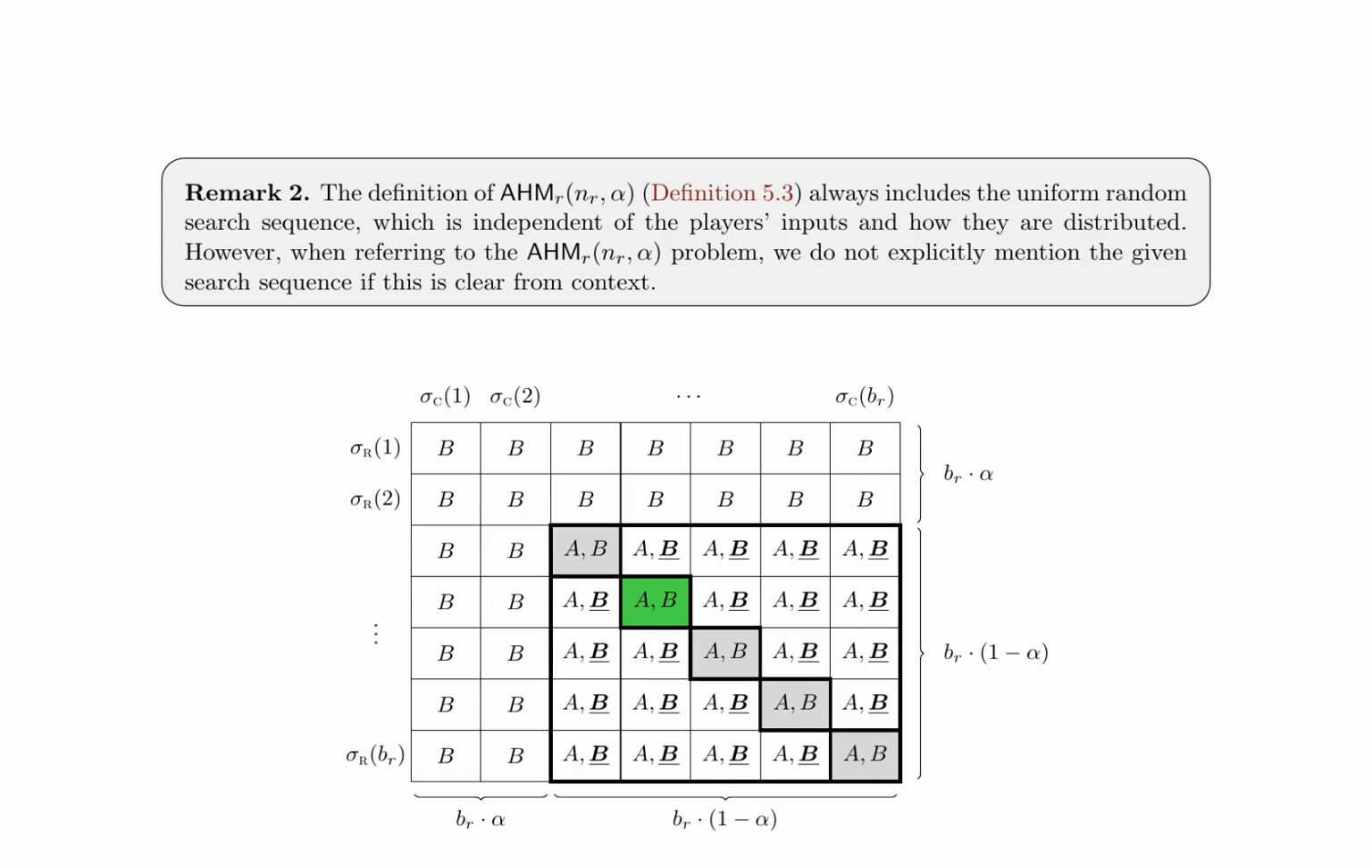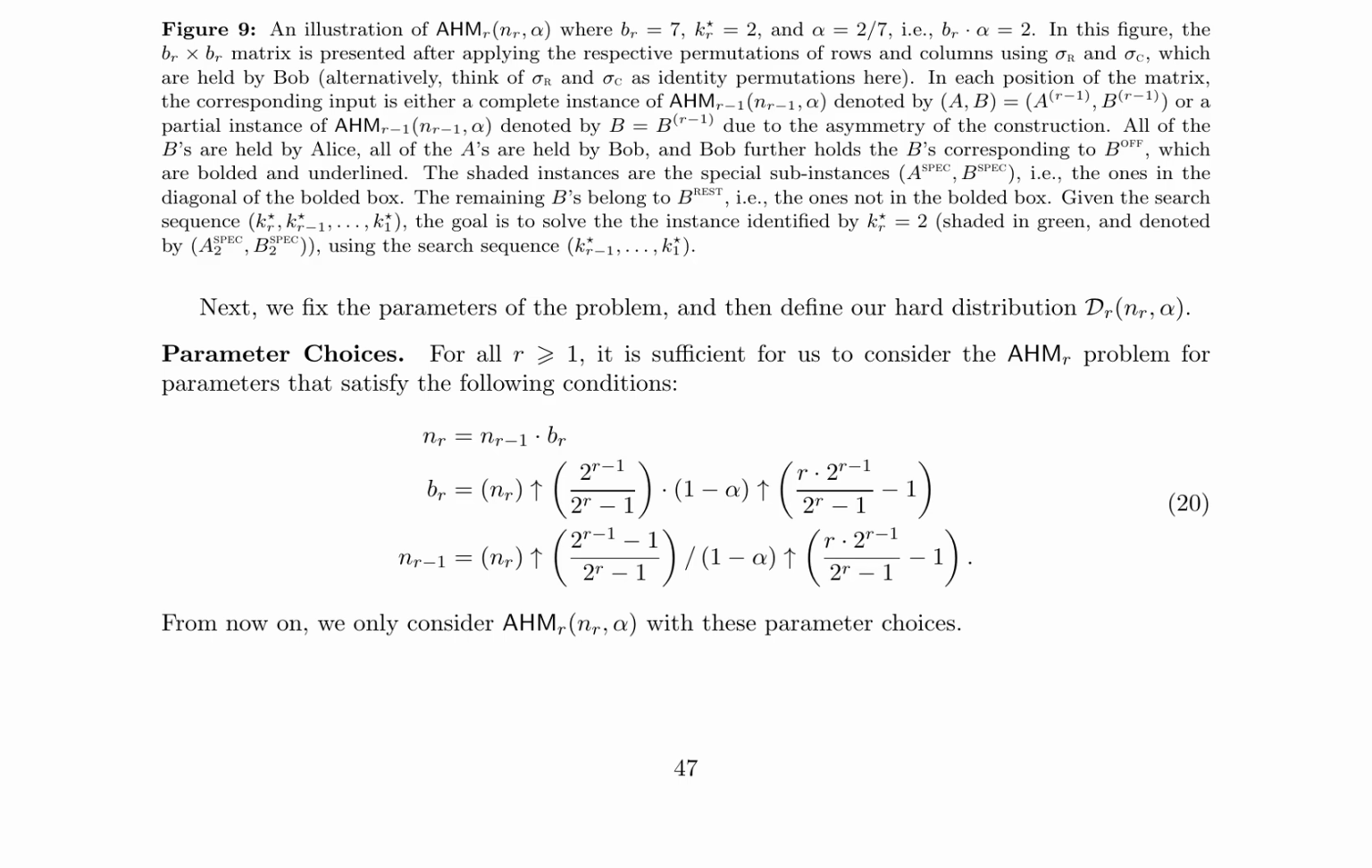This instance consists of a $b_r \times b_r$ matrix, where each position contains either a complete instance of AHM$(r-1, n_{r-1}, \alpha)$ or a partial instance. The inputs are distributed between Alice and Bob, with Bob holding all the A's and Alice holding all the B's. Special subinstances, denoted as $A_{spec}$, $B_{spec}$, are shaded and located on the diagonal of the bolded box. The goal is to solve the instance identified by $k^*_r = 2$ using the search sequence $k^*_{r-1}, \dots, k^*_1$. The parameters of the problem are fixed, and the hard distribution $D(r, n_r, \alpha)$ is defined.